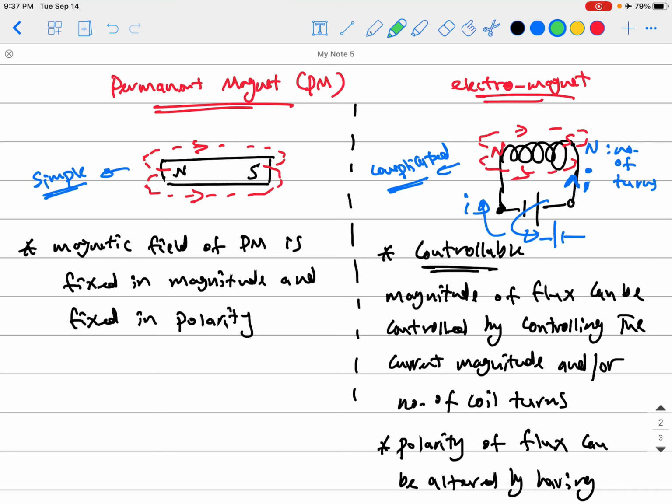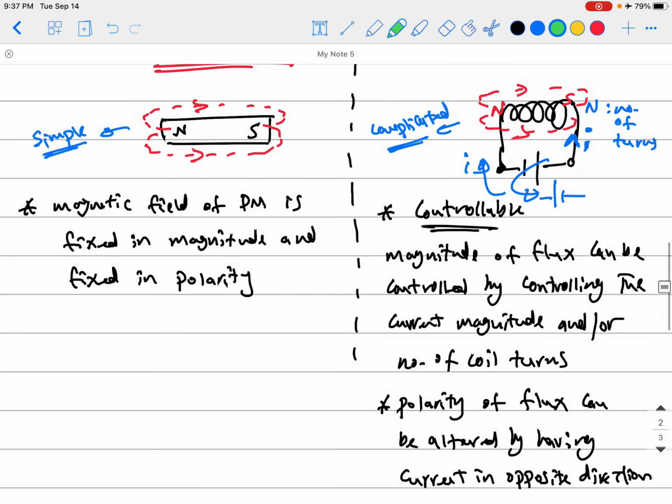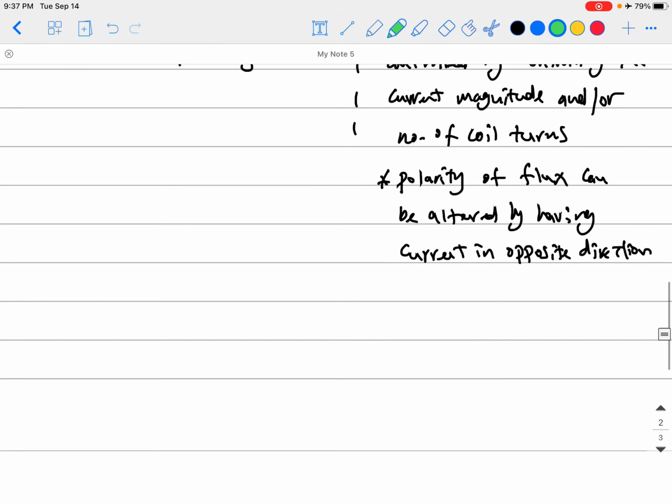And you can control the polarity by also controlling the direction of the current moving. If you just inverse the direction of the current moving, you will be reversing the polarity of the magnets. That means the North Pole will be a South Pole and the South Pole will be a North Pole. That is something we cannot do with the permanent magnets, okay?